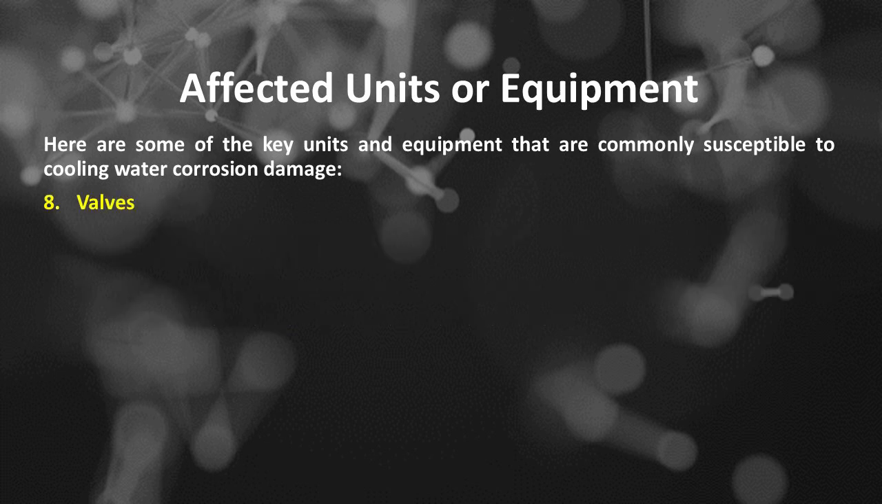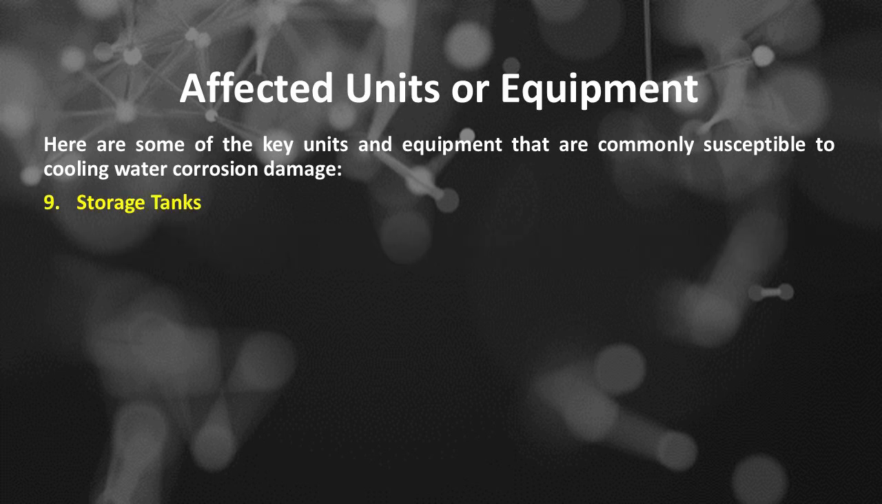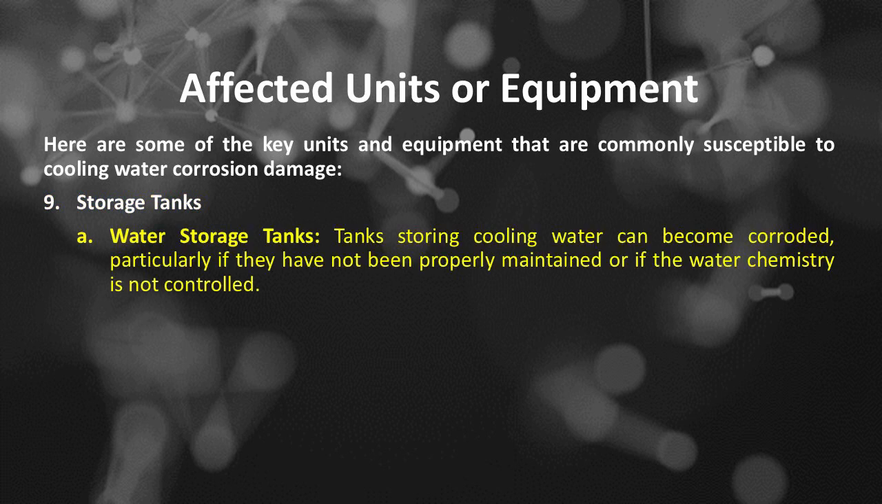Number 8 of equipment that are commonly susceptible to cooling water corrosion damage is valves. Control and isolation valves. Coatings and seals within these valves can degrade due to prolonged exposure to corrosive conditions, leading to valve failure. Number 9 of equipment that are commonly susceptible to cooling water corrosion damage is storage tanks. Water storage tanks. Tanks storing cooling water can become corroded, particularly if they have not been properly maintained or if the water chemistry is not controlled.